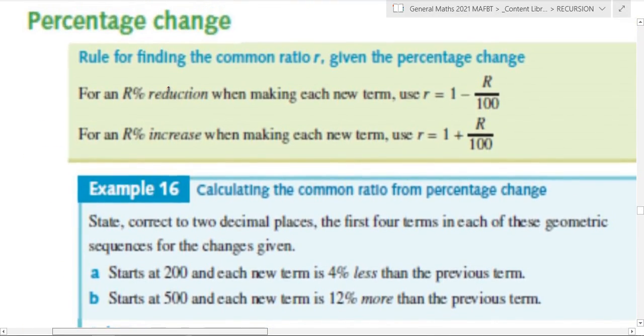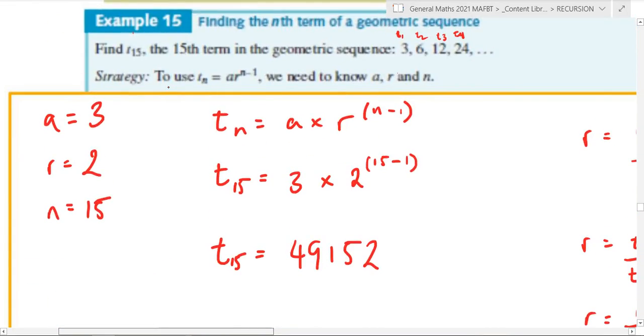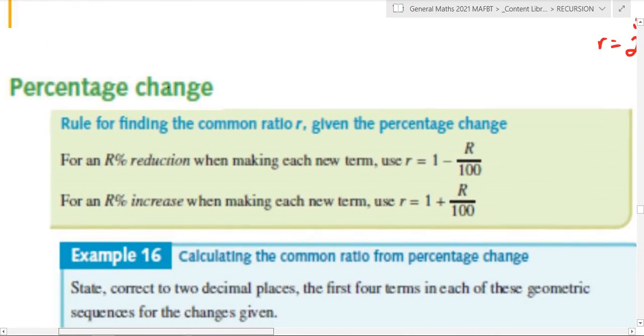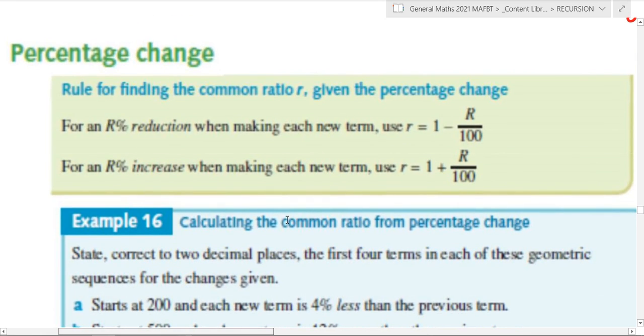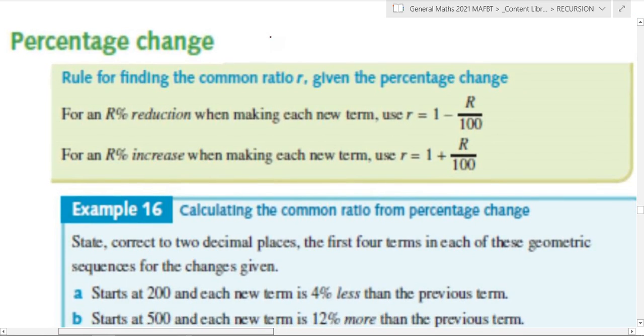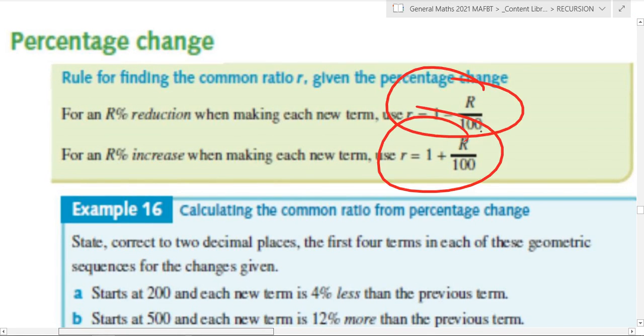Okay, now this is where it gets a little bit tricky, because we've been looking at basic common ratios. But for this part of the lesson, we're now going to examine percentage changes, when something increases or decreases based on a percentage. These are two more rules that you need to include in your second page of notes. So use these formulas for when you have percentage change.